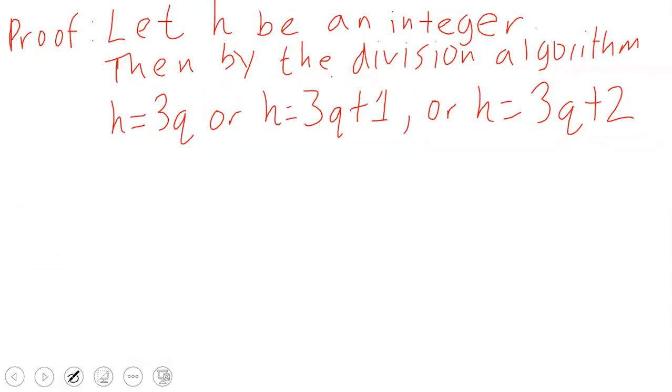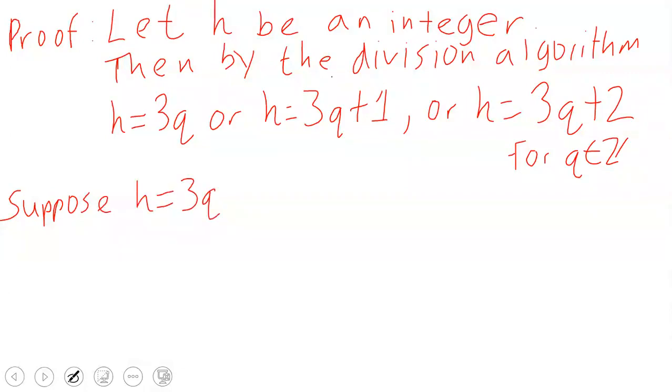And so therefore, we would say, let's start off with the first case. I should mention that q here is an integer, right? So for q, an element of Z, that means that q is an integer. All right, so now suppose we're going to start with our first case. Suppose h equals 3q. That is, suppose we got an integer that is a multiple of 3, right?